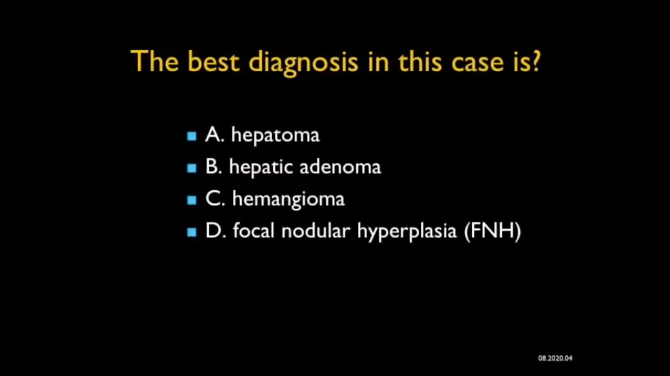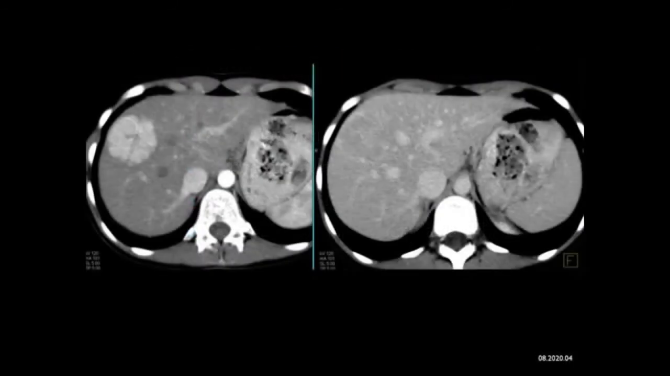The best diagnosis in this case is, well, you see a liver mass. It's vascular in the 6 or 7 centimeter range. The liver is not cirrhotic. And when you go from arterial to venous, the lesion is barely visible.